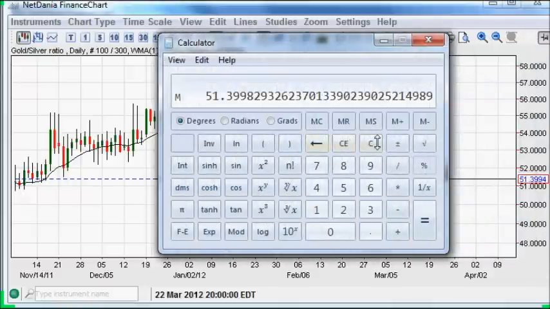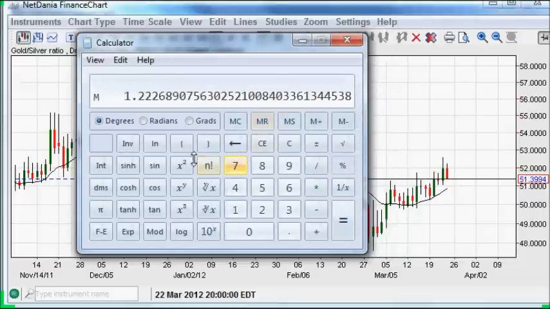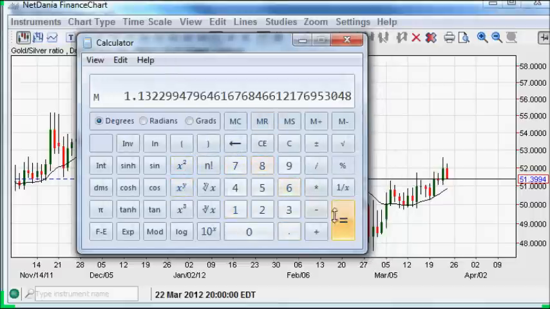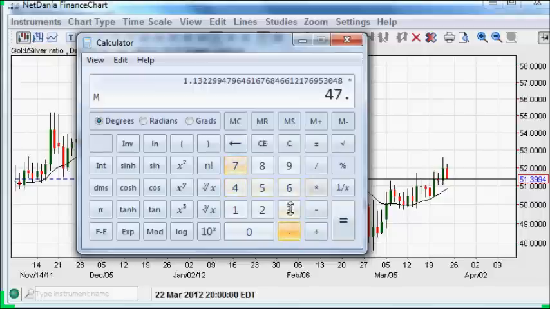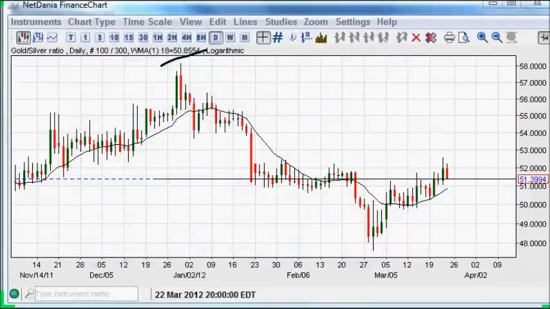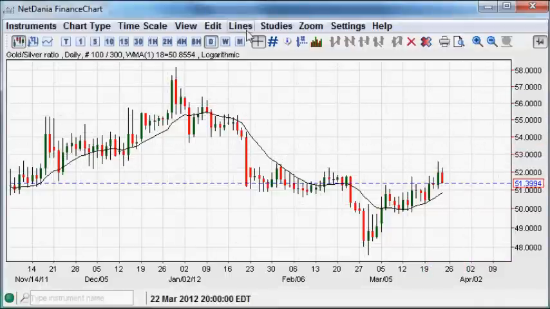61.8% level. Therefore, we'll take the same calculation, put this to the power of 61.8%, multiply this by the 47.60 low, which would give us a price objective up to about 53.90. We'll just draw a quick little line on here. That would be the approximate area of 53.90. If we have any further gains, that's the expected area for resistance.